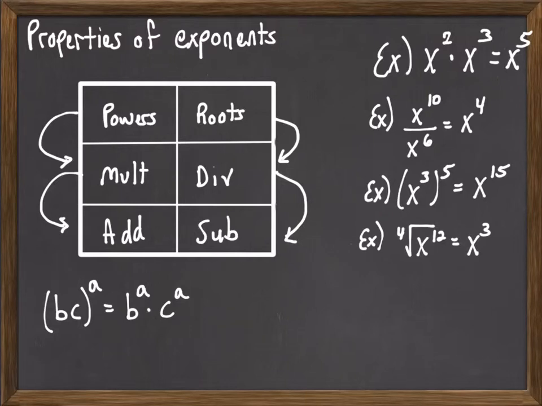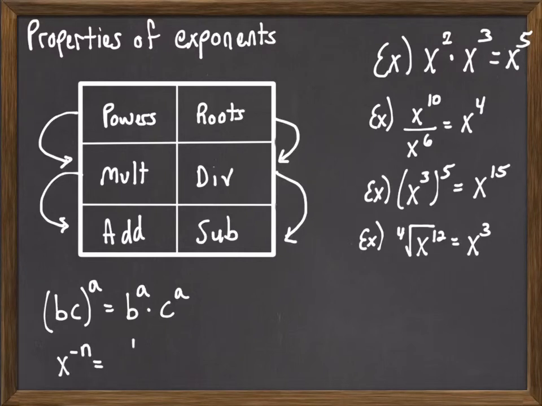For example, 1 plus 1 quantity squared. 1 plus 1 is 2, 2 squared is 4. However, if you try to distribute the exponent for 1 plus 1 quantity squared, you'd get 1 squared plus 1 squared is 2, and 2 and 4 are not equal.